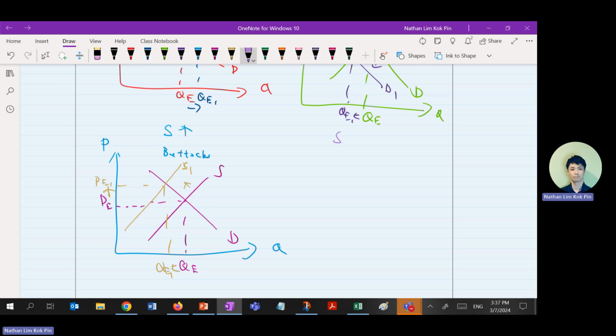The last one is supply decrease, right? Supply increase, this one. Yeah, I wrote supply decrease. The last one is supply increase, right? Supply increase.